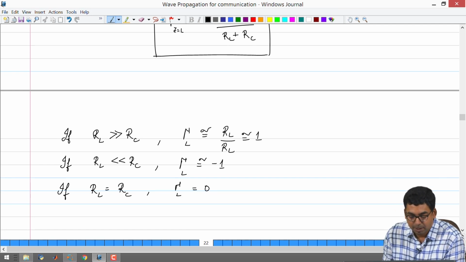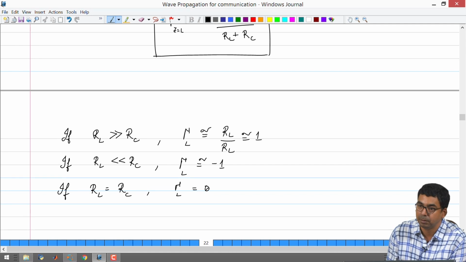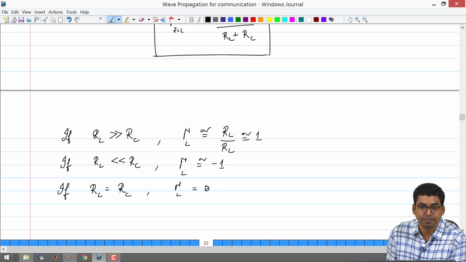Okay. That means there is no reflection, no backward wave traveling from the load back into your transmission line. These are the three cases that are possible with the reflection coefficient. Now, we can have a look at our simulation and decide what is going on.